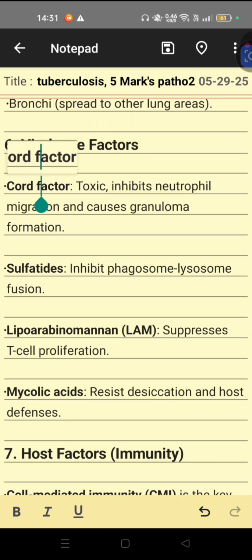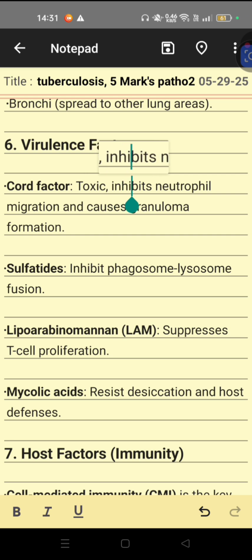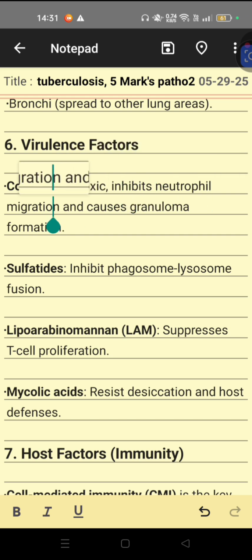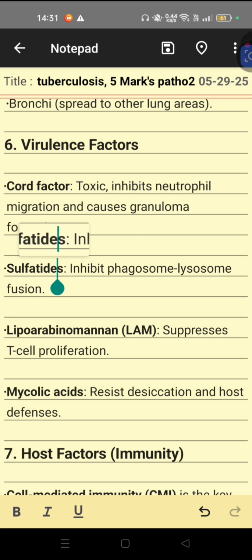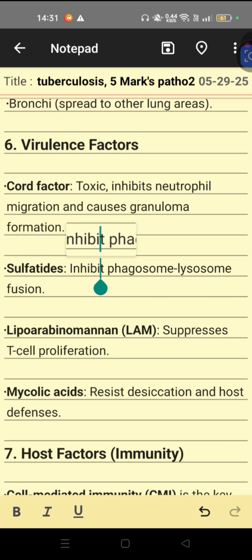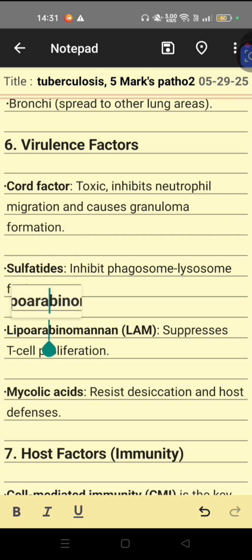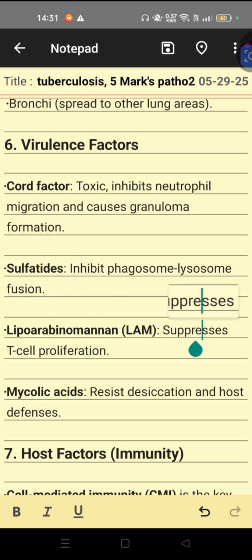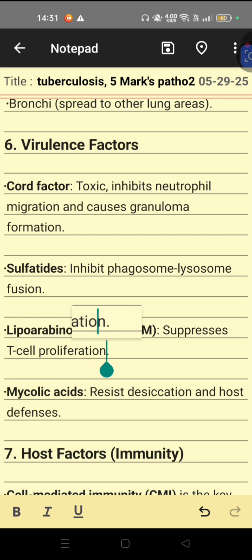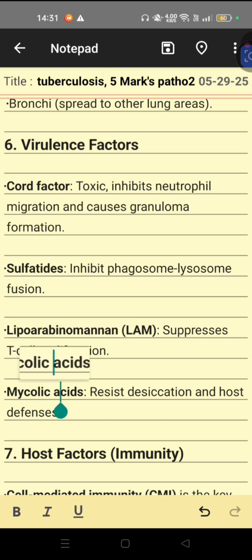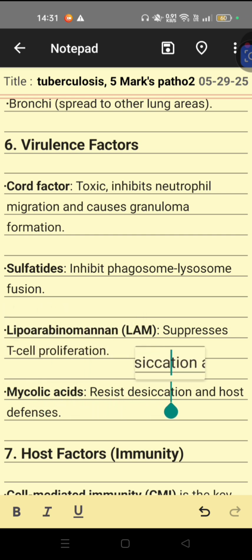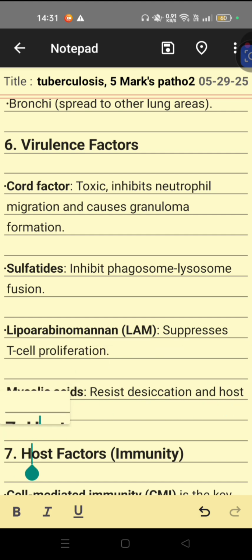Virulence factors. Cord factor: toxic, inhibits neutrophil migration and causes granuloma formation. Sulfatides inhibit phagosome-lysosome fusion. Lipoarabinomannan (LAM) suppresses T cell proliferation. Mycolic acid resists desiccation and host defense.